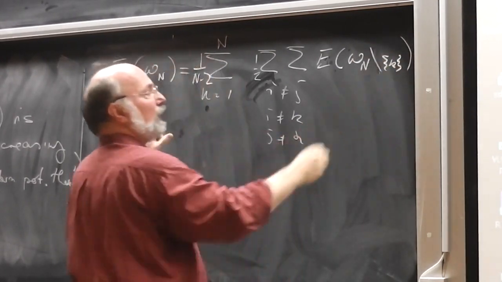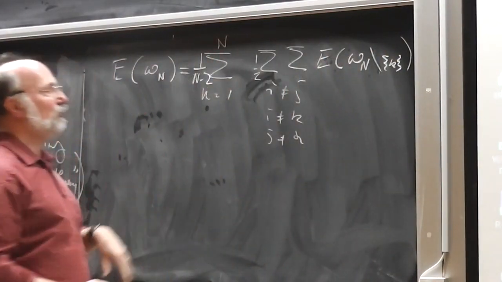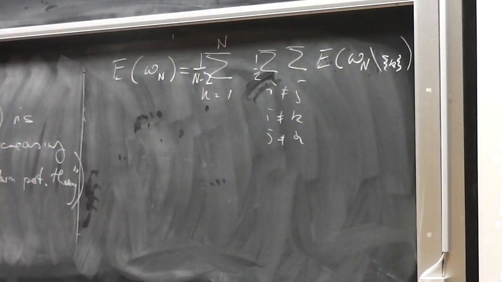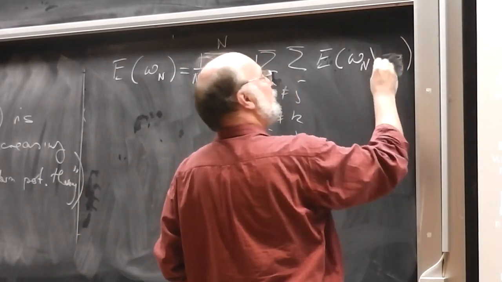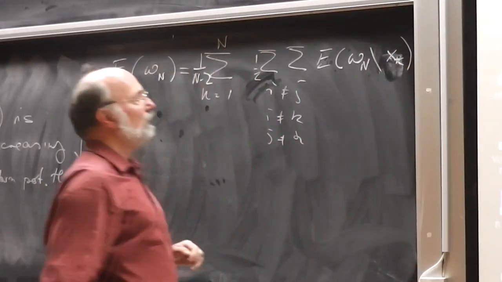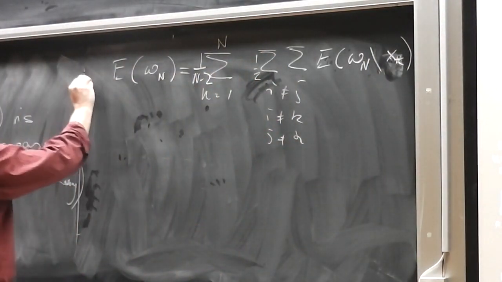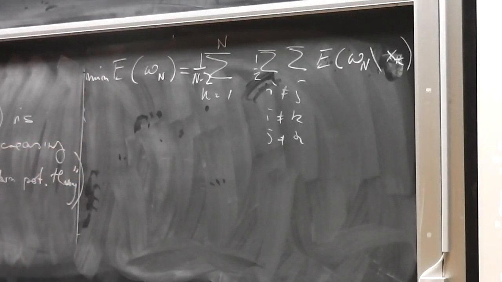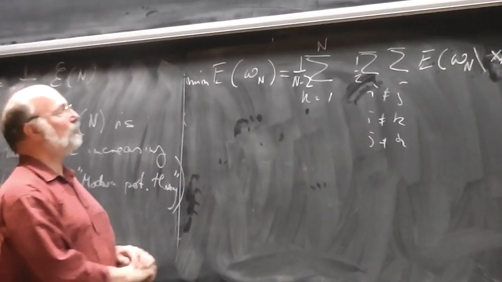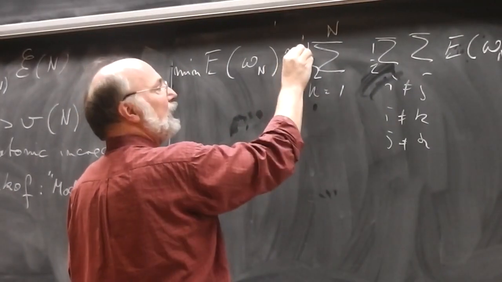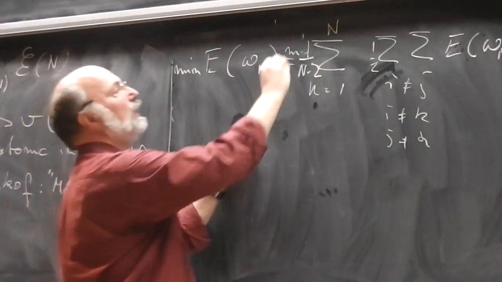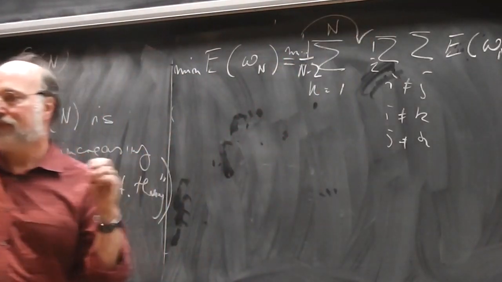So I take the kth particle out here with some funny notation, or maybe xk, without xk. Now I minimize over omega, so it's still the same as the min here. But now I do one thing: I pull the min in.